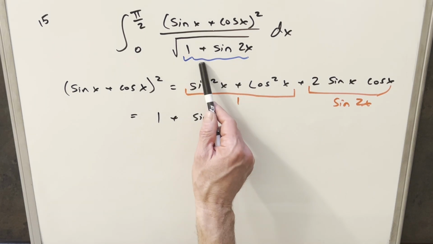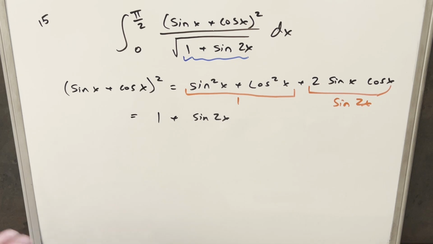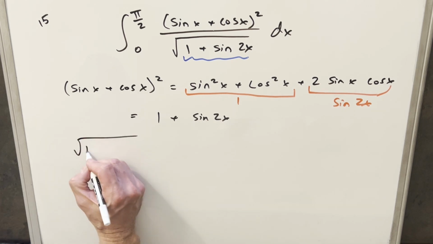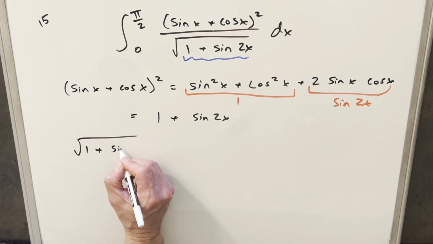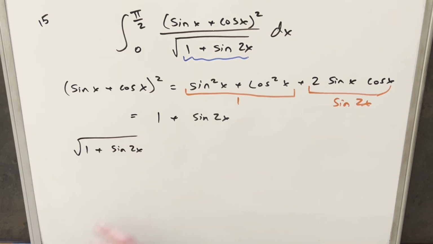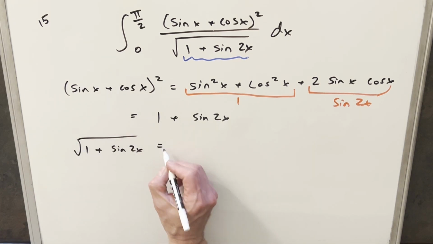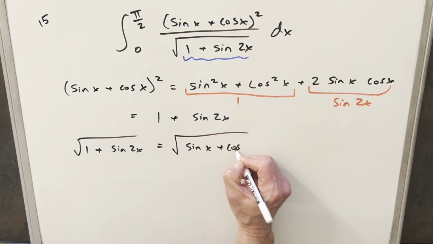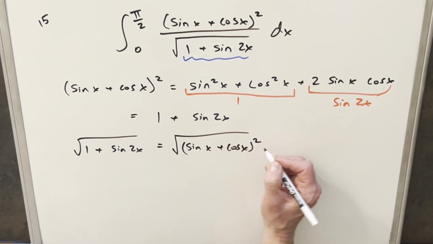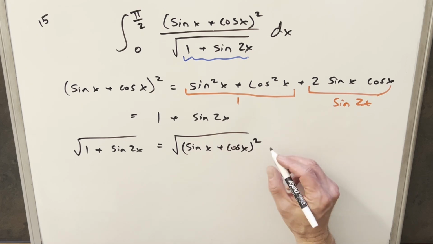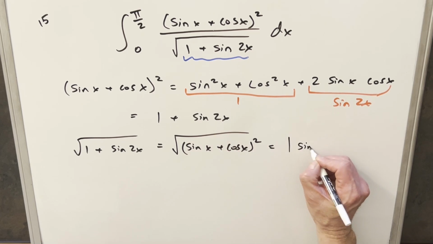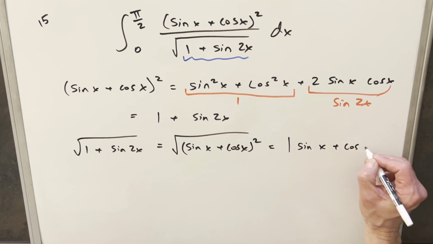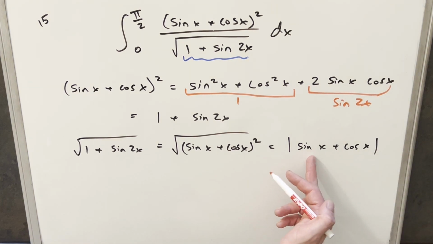But now for this one, I don't really want to rewrite the numerator. We could, but I think I actually really want to rewrite the denominator. So what I want to do is get an expression for the square root of 1 plus sine 2x. So we take the square root here, but I also want to take the square root here. So we'll take the square root of sine x plus cosine x all squared. But then the square root of something squared is going to give me just the absolute value of sine x plus cosine x.